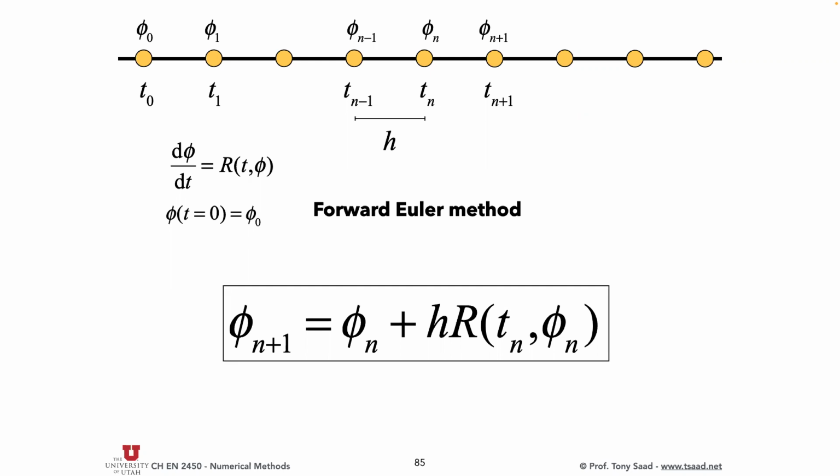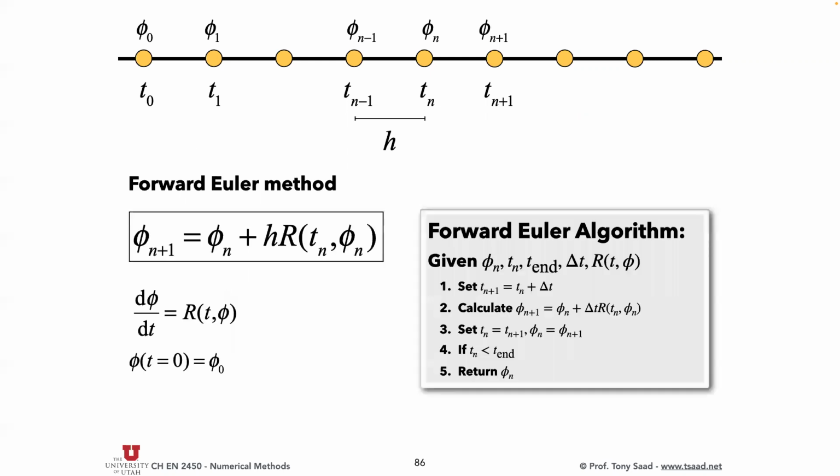You know everything at n, okay? So starting with n equals 0, you know everything at 0. You evaluate at n plus 1, which is phi 1, and so on and so forth, okay? And that's the forward Euler method.